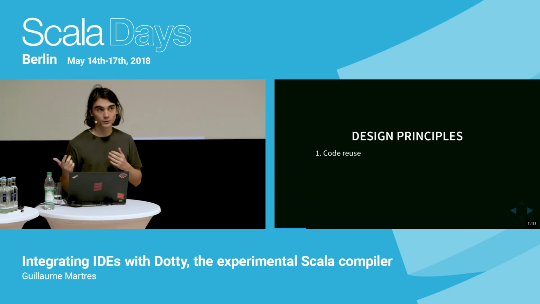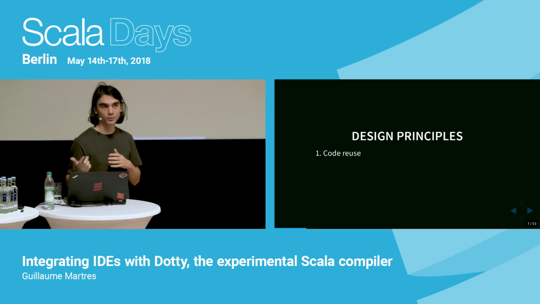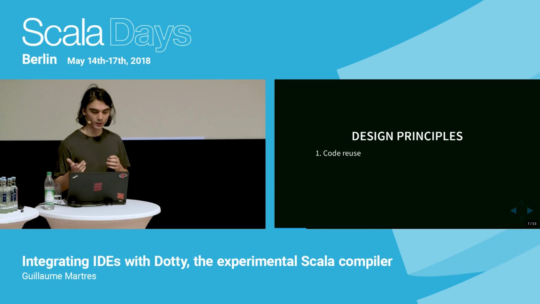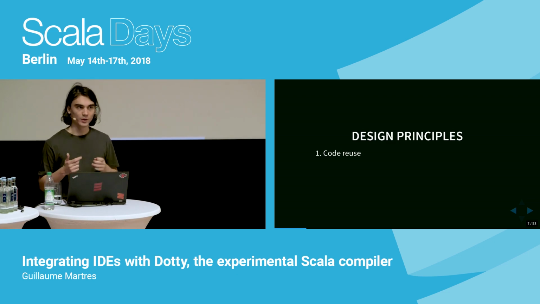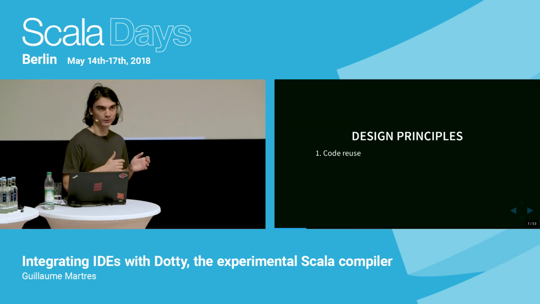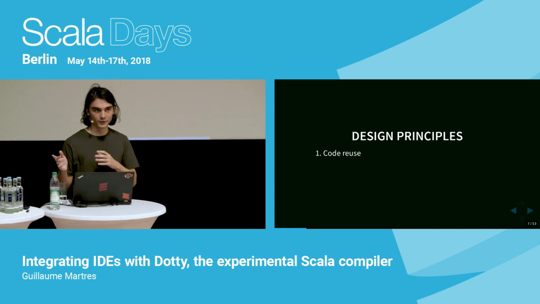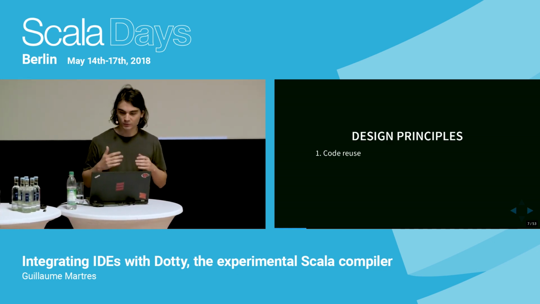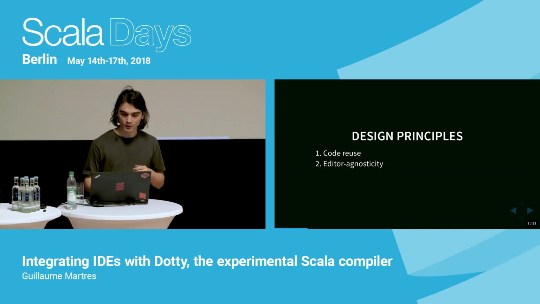So the first important one is code reuse. As much as possible, we want the IDE and the compiler to share code so that if you find bugs in the compiler and we fix them, they're also fixed in the IDE. And because testing the compiler is much easier than testing an IDE, which typically involves a lot of interactive things, it makes it much easier to get something which is robust and not get bugs which are impossible to reproduce.